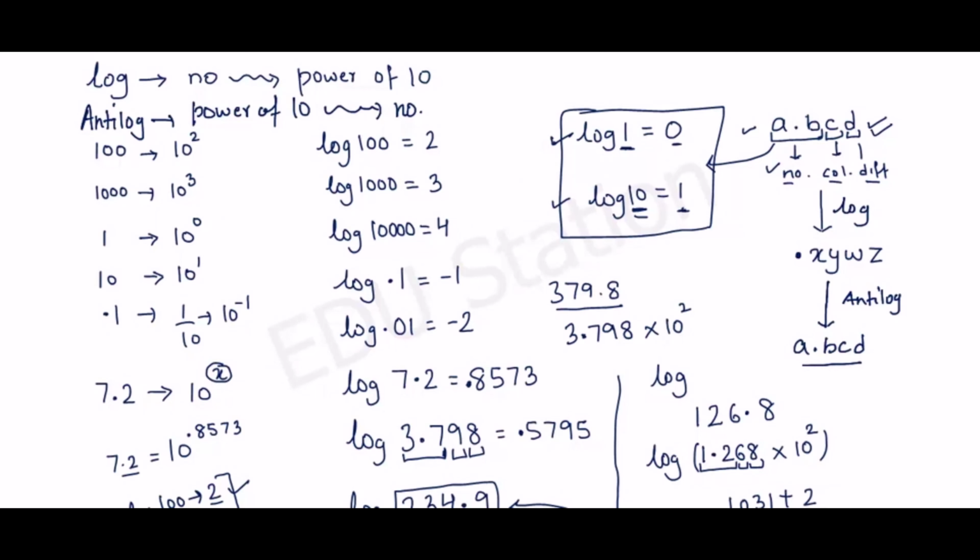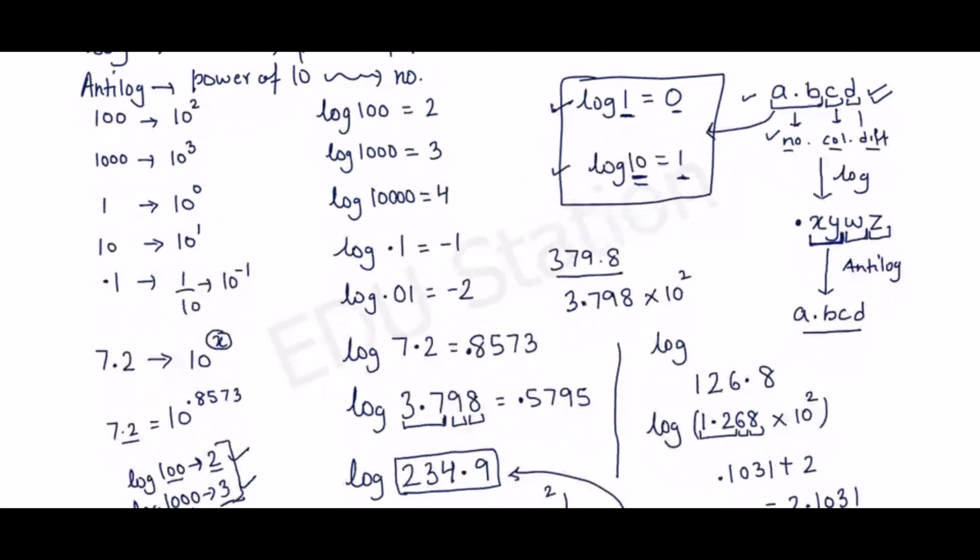So antilog starts after the point. This xy will be the number, w will be the column, and z will be the mean difference when you look at the table of the antilog. Same logic, but this time the number will be after the point, then the column, and then there will be the difference. So what we'll do, we'll take a number, we'll find the log, and then we'll find the antilog, and we should get back the number.